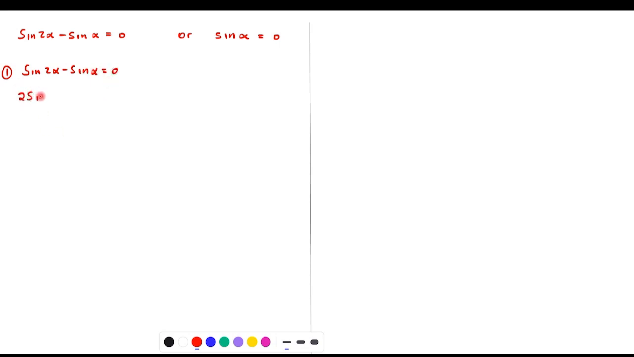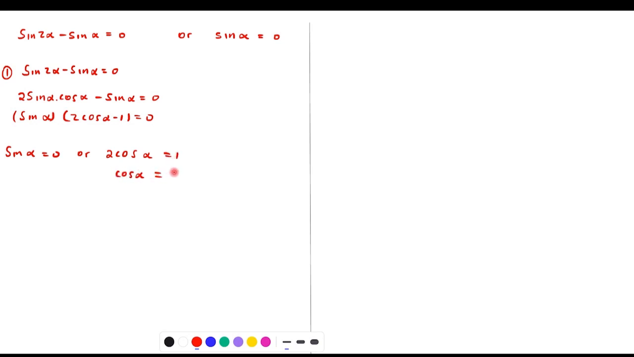So this is going to be 2 sine alpha times cos alpha minus sine alpha equals 0, and then I'll take out the sine alpha and then I have 2 cos alpha minus 1 equals 0. And then here I can see that sine alpha is 0, or 2 cos alpha is 1, which means cos alpha is equal to positive 1 over 2, right?